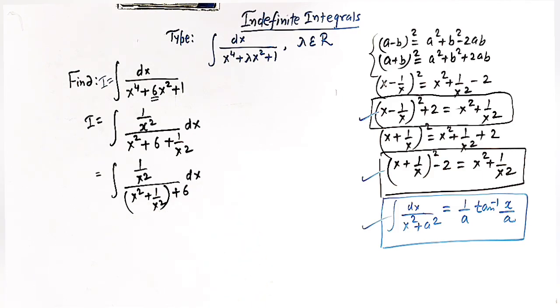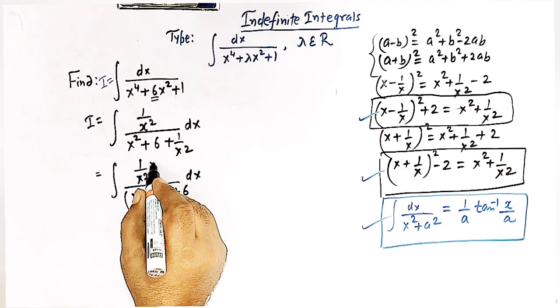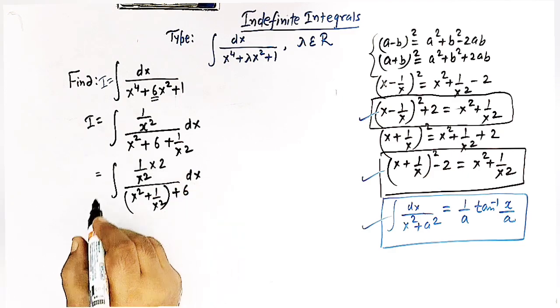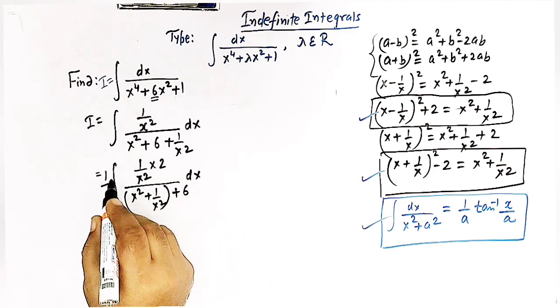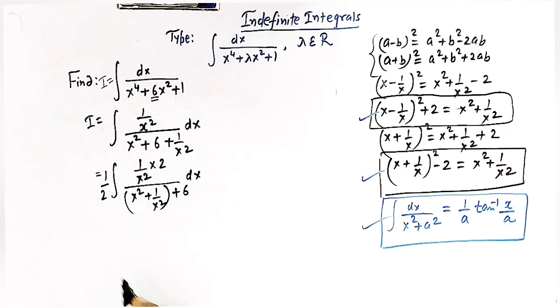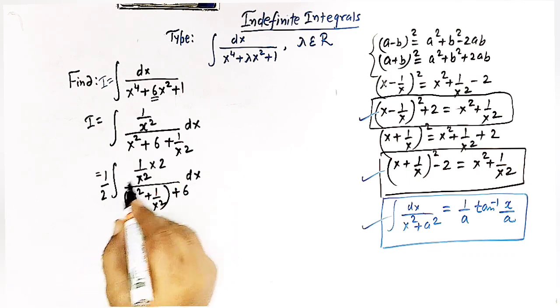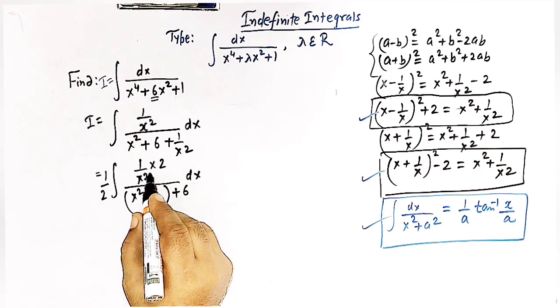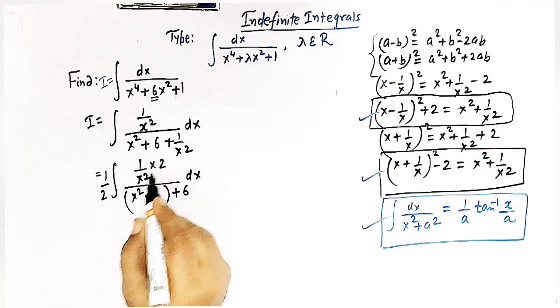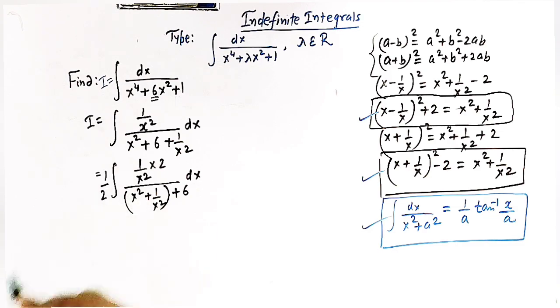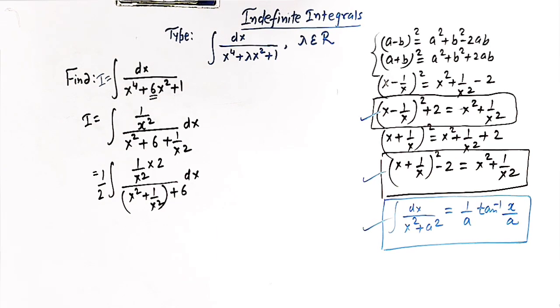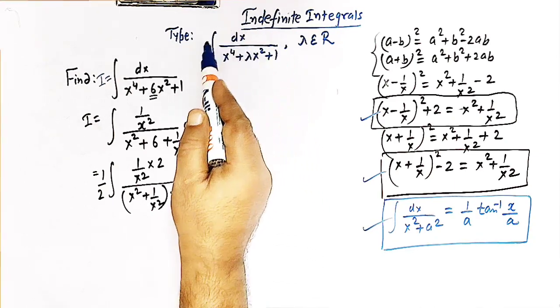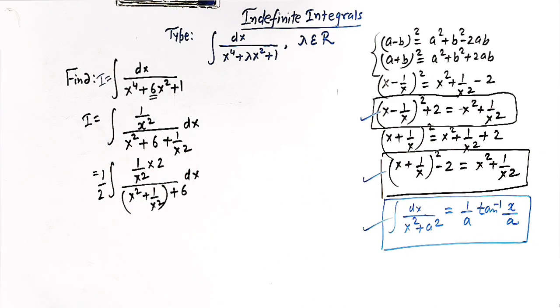So now here one important thing we are going to do is that we are multiplying 1 over x square by 2, and here we are dividing this integral by 2, right? So this 2 and this 2 are going to be cancelled, so there is no harm in multiplying 1 over x square by 2, and dividing here by 2. So whenever we have to solve these type of indefinite integrals, the first step is to divide the numerator and denominator by x square.